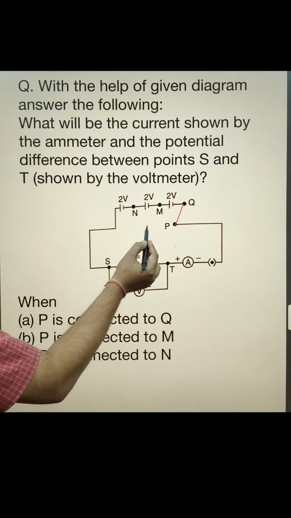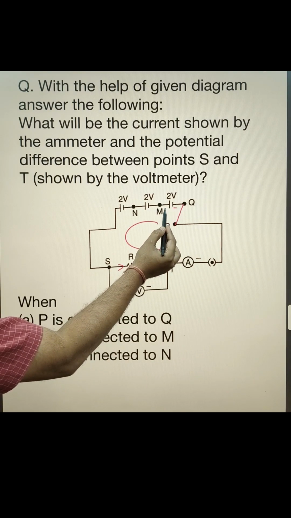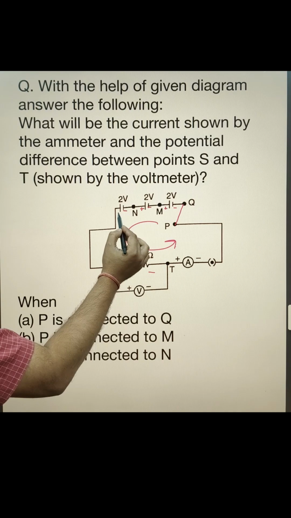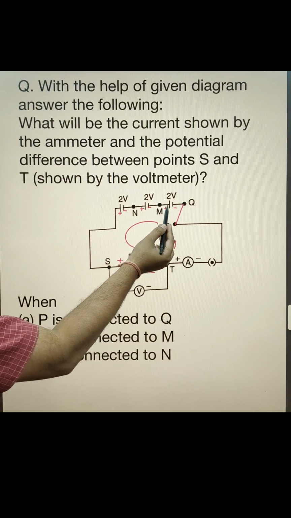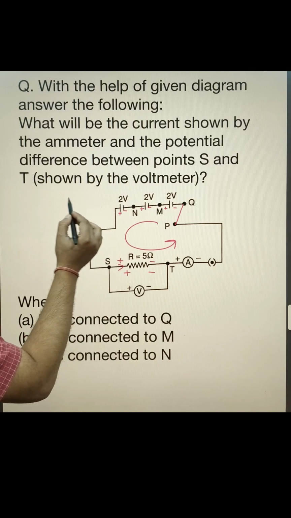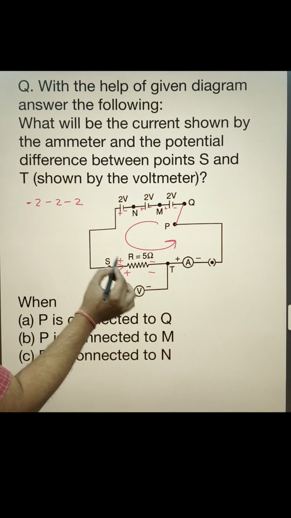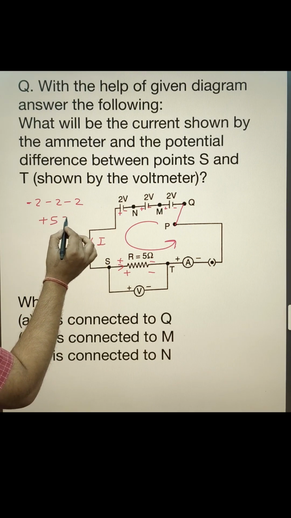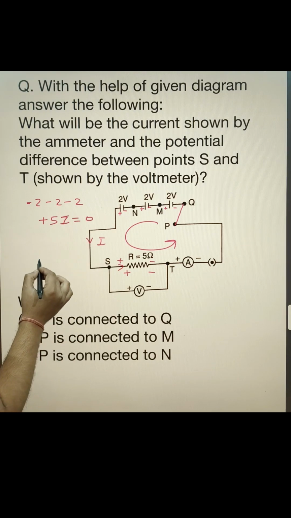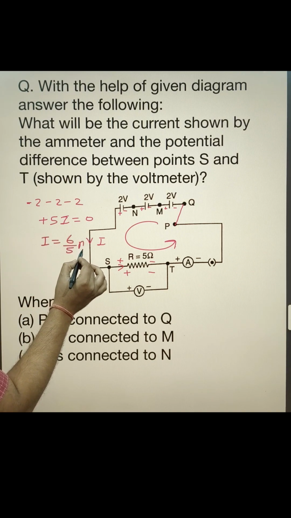So what about the current? Look here. Here minus 2 plus, here minus 2 plus, here minus 2 plus, here plus 2 minus. So minus 2, minus 2, minus 2, plus 5 into I, supposing the current here is I. So 5 into I equals 0. So I equals 6 by 5 ampere.